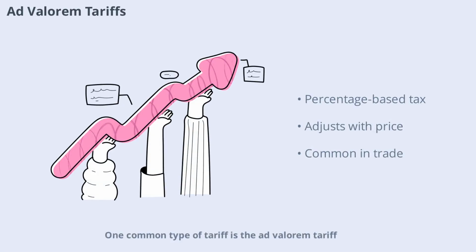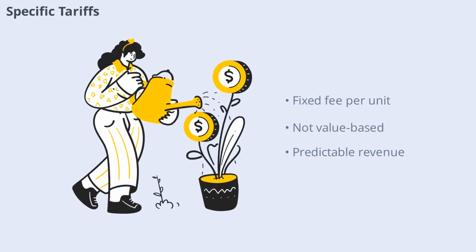One common type of tariff is the ad valorem tariff. This tariff is calculated as a percentage of the value of the imported good. For example, if a country imposes a 10% ad valorem tariff on cars and a car is valued at $20,000, the tariff would be $2,000. This type of tariff adjusts automatically with the price of the good, making it straightforward for governments to implement and for businesses to understand.